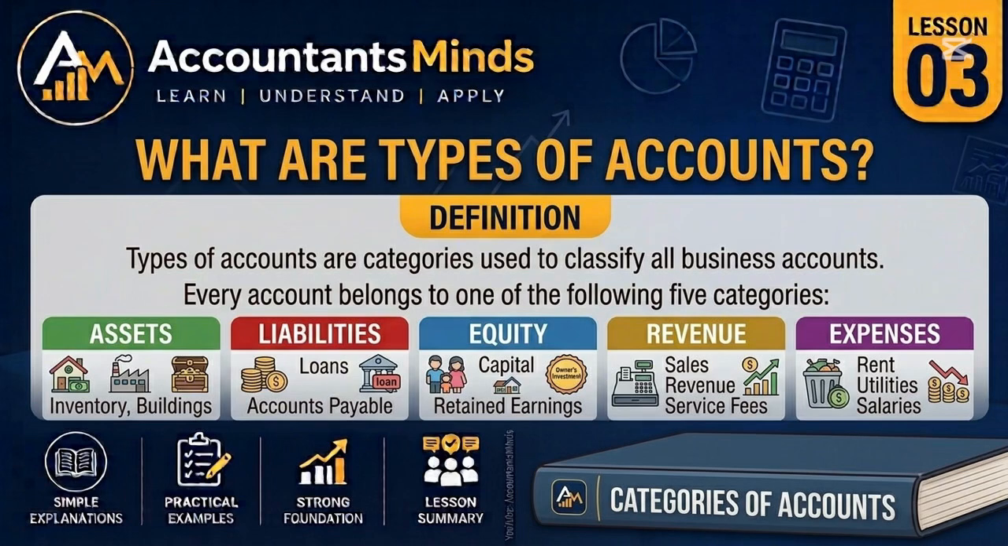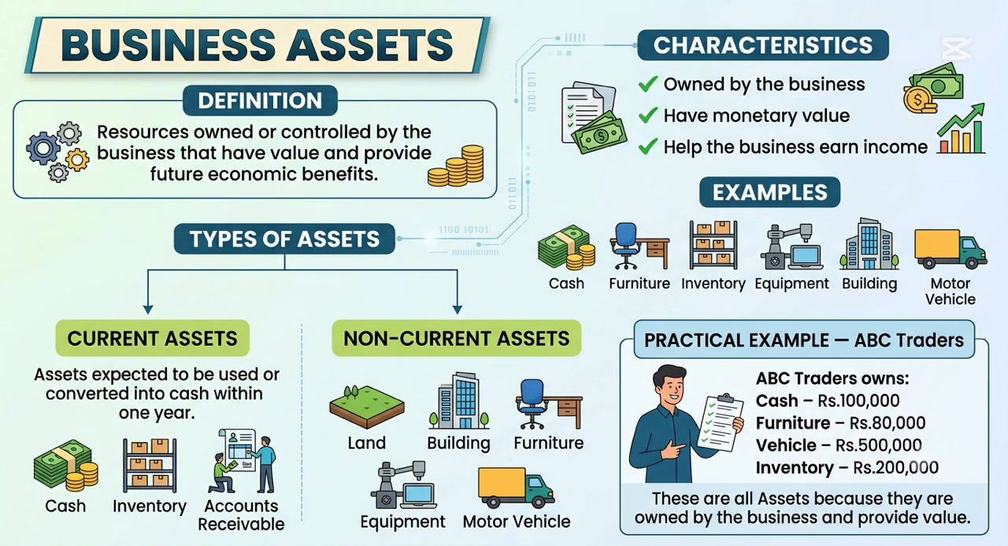Let's begin with the first and one of the most common account types: assets. An asset is a resource owned or controlled by the business that has value and provides future economic benefits. In simple words, an asset is something the business owns and uses to earn income. For example, cash helps the business pay expenses. Inventory is sold to customers. Equipment is used to produce goods or provide services. Furniture is used in the office. Buildings and vehicles help the business carry out its daily operations. These are all assets because they are owned by the business and help it operate and generate future benefits.